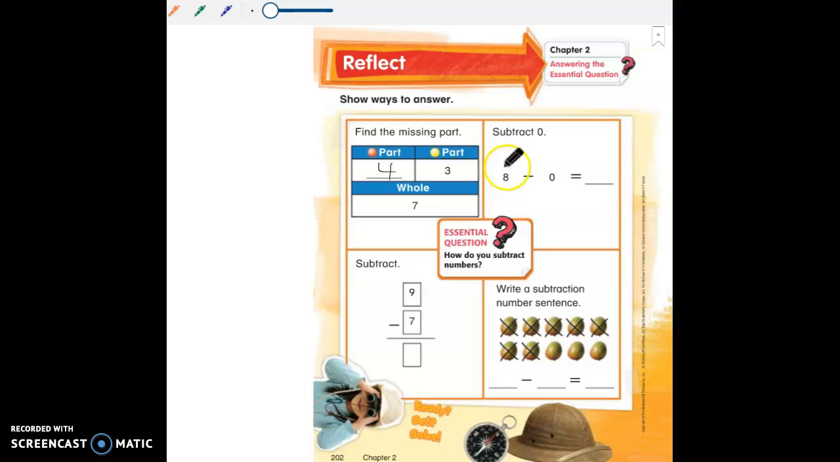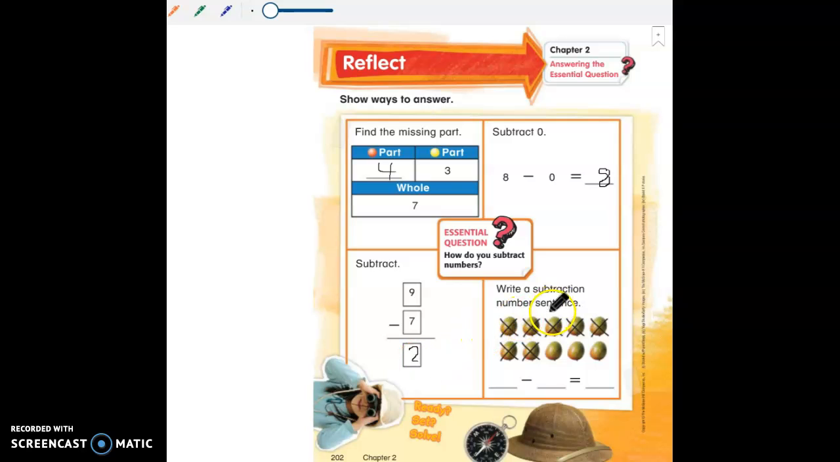And then for the next one, we're going to say 8 take away 0. And that answer is, you remember that if you take 0 from anything, you're still going to have that number. So go ahead and put your 8 down. For subtraction, we have 9 take away 7. 9, 8, 7, 6, 5, 4, 3, 2.